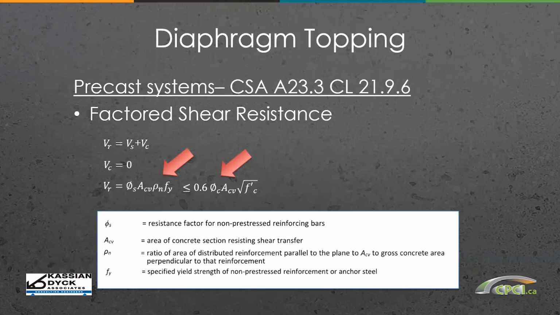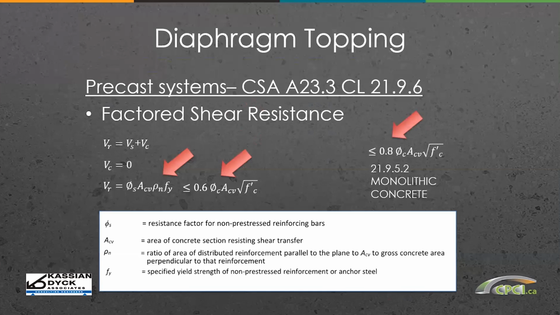So what they're saying is use the reinforcement crossing that joint for the shear friction and look at that capacity in shear only. For a cast in place slab, the maximum shear stress limit goes up to 0.8.